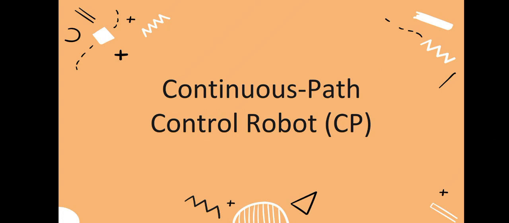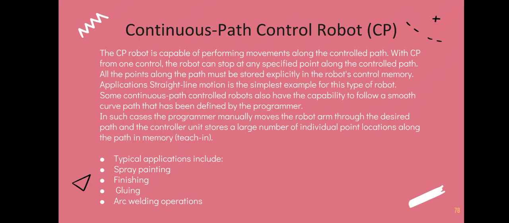The next one is the continuous path control robot. The continuous path controlled robot is capable of performing movements along the controlled path. With continuous path control, the robot can stop at any specified point along the controlled path. All the points along the path must be stored explicitly in the robot's control memory. Straight line motion is the simplest example for this type of robot.